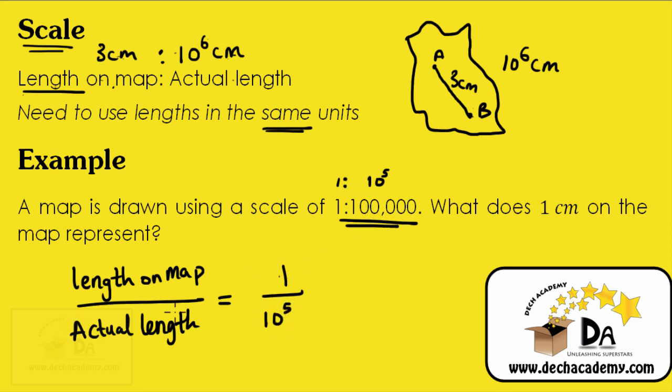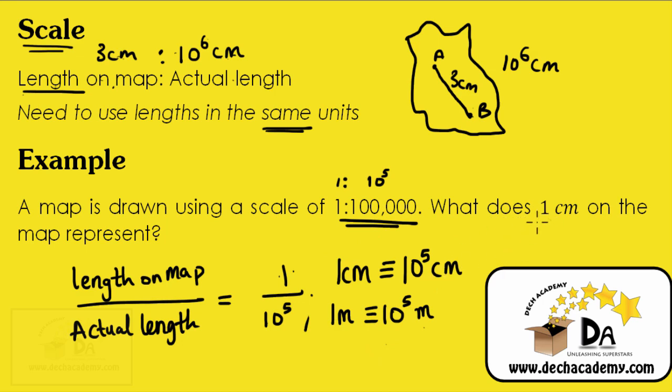So notice that because 10 to the 5 is greater than 1, the actual length is greater than the length on the map. And what this says is, 1 unit on a map is equal to 10 to the 5 units in real life. So 1 centimeter on the map represents 10 to the 5 centimeters in real life. Or you can interpret this scale as being 1 meter on the map. So imagine you had a map so big that you could fit a meter on it. 1 meter on the map is equivalent to 10 to the 5 meters in real life. So that's how you interpret the scale.